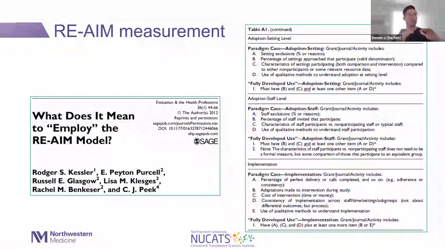And then in this paper, they also talked about fully developed use. So you can pick A, B, C, or D to measure adoption at the setting level in your study. But if you want full development use, then you must have both B and C and at least one other, A or D. So this paper provides a lot of guidance for anyone using RE-AIM in their work.